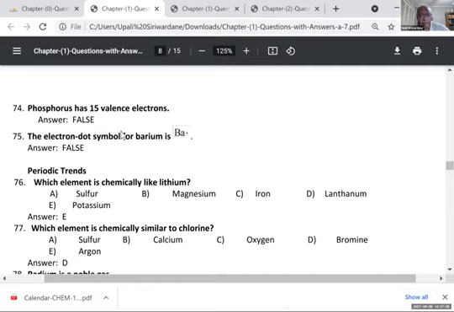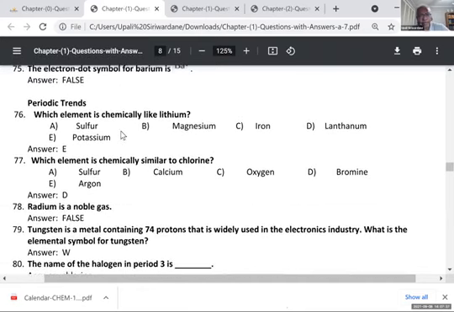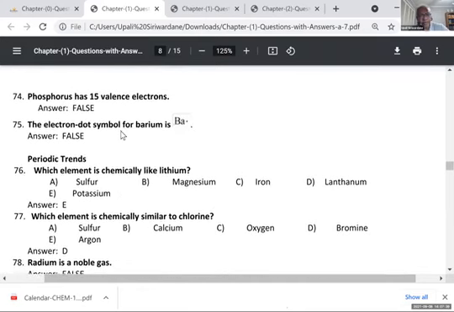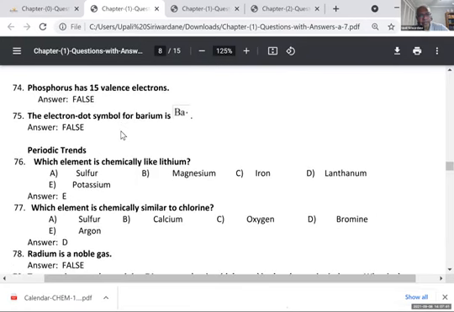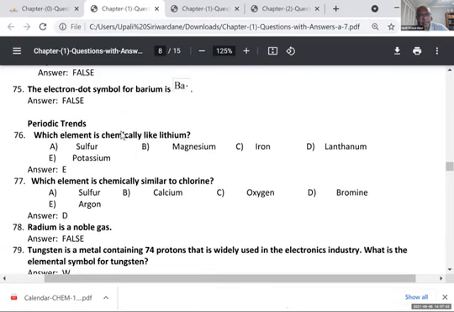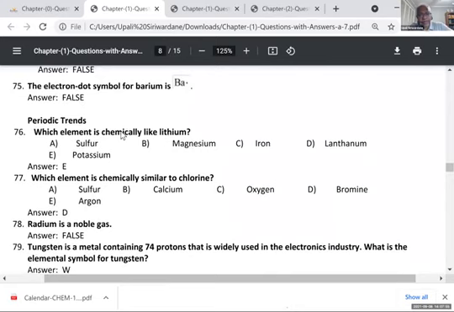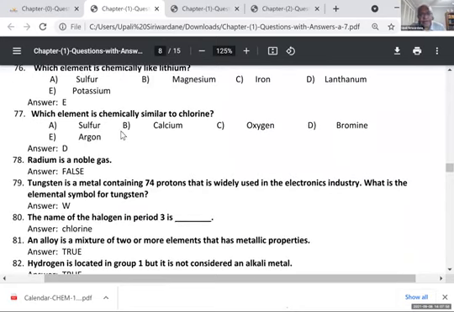Okay, 75. The electron dot symbol for barium: barium has 2 valence electrons. There's only one shown there. So therefore not true. Number 77. Which element is chemically similar to chlorine? It has to be in the same group. That's bromine.